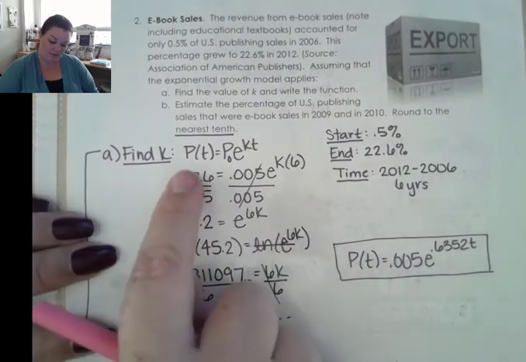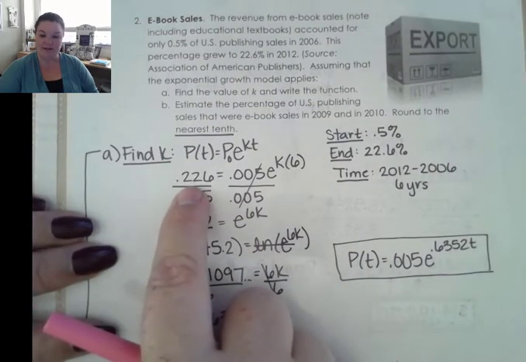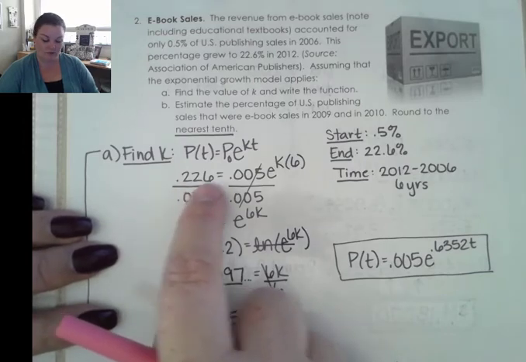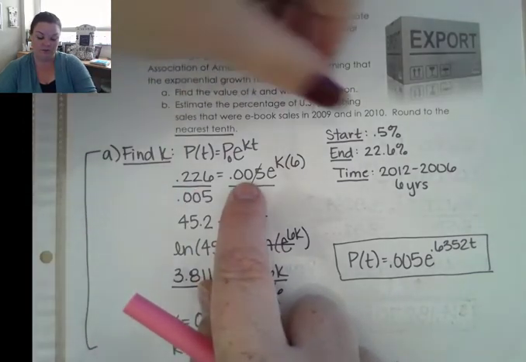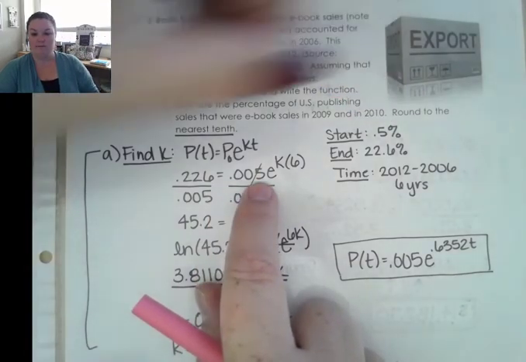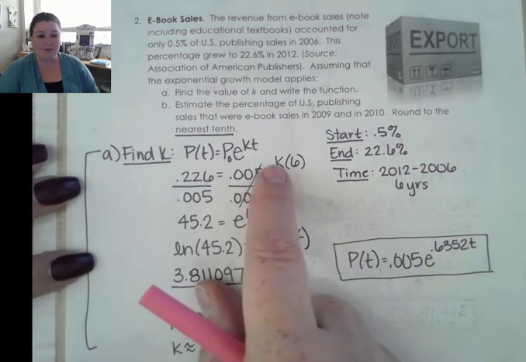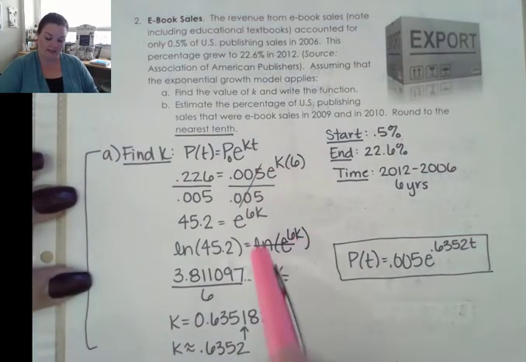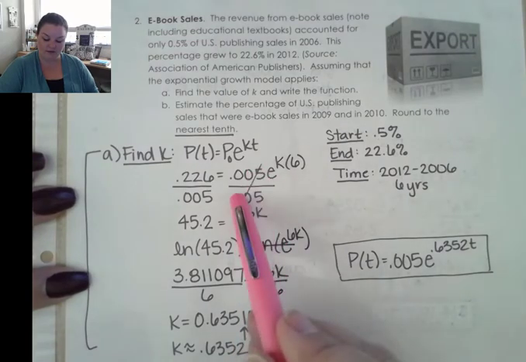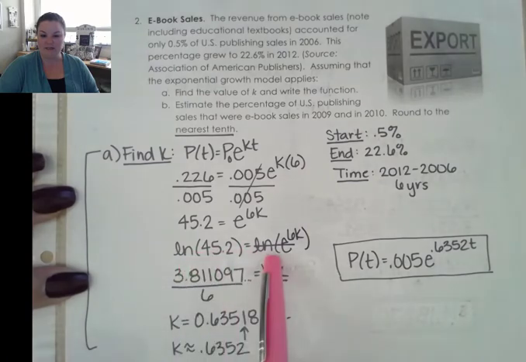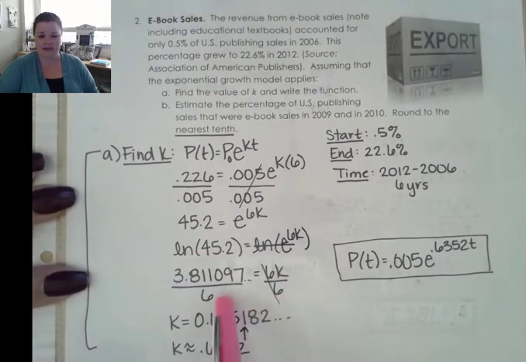So I'm going to put my end percentage in and make sure you write it as a decimal. So 0.226 is equal to my initial percentage, which was 0.5, so as a decimal, that would be 0.005 times e raised to the k, which we don't know the rate, times the time it took, which was 6 years. Okay. Then again, we want to get e by itself, so we divide off that initial rate, and then we take ln of both sides to get rid of that e, and then we can divide off the 6 that's attached to the k.